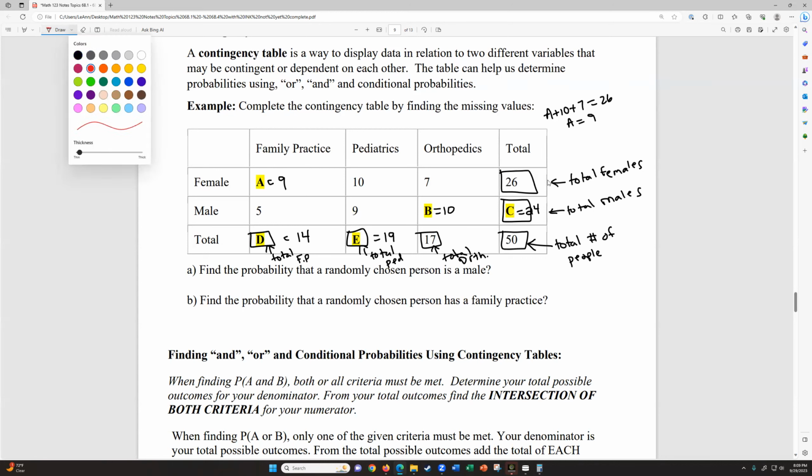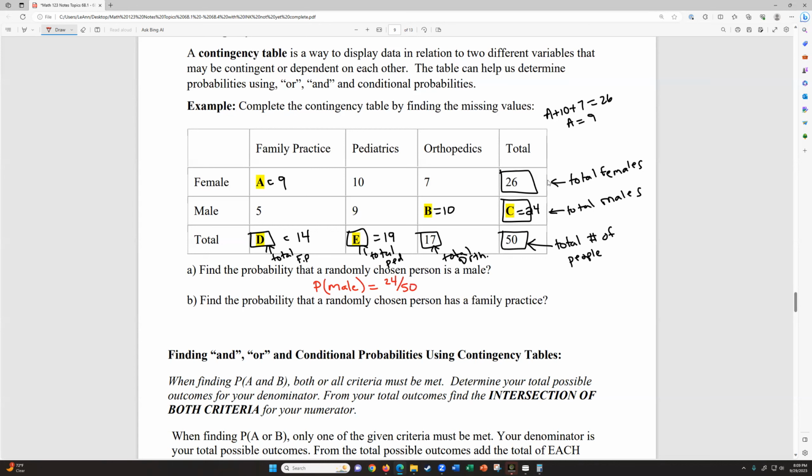So the first one is, what's the probability that a randomly chosen person is a male? So that is a singular event. It's not an and or an or. It's not a given anywhere. It's just probability of male. So probability of male should be total males, which is 24, out of total doctors that we had, which was 50. And then we usually want to reduce these. So if I divide both of those by 2, that would be 12 out of 25. So there's a 12 out of 25 chance the person I pick randomly would be a male.